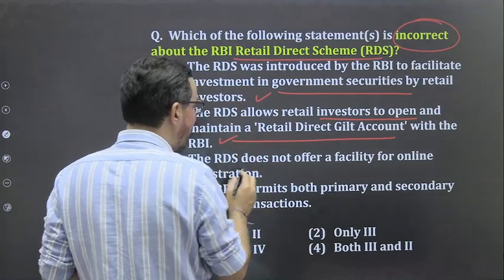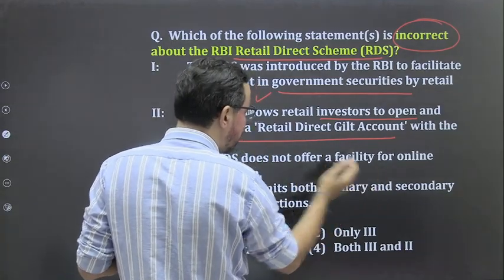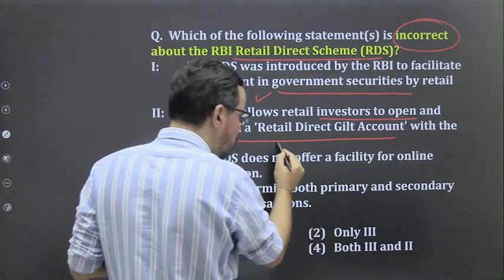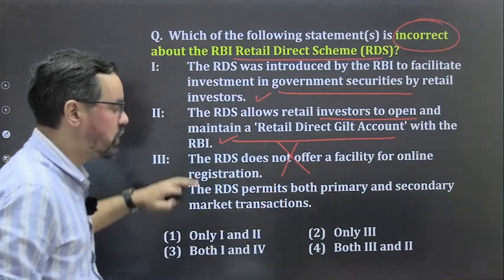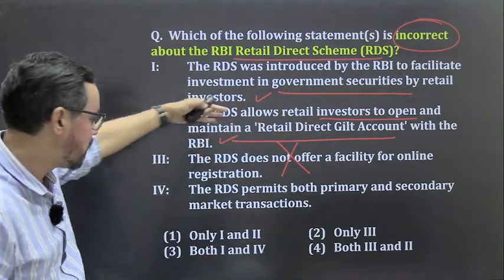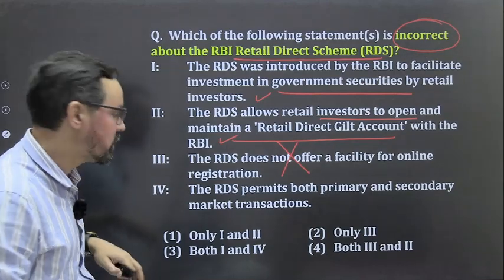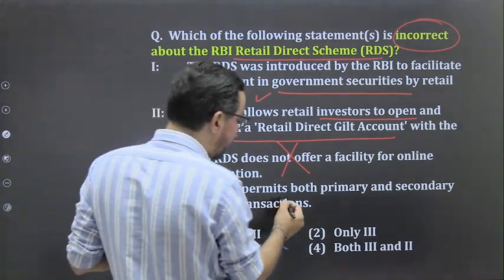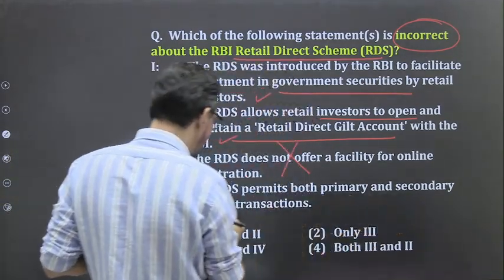Again true. RDS does not offer facility for online registration. No, it does offer, right? So ये जो retail direct gilt account है, it is only an online account itself, right. आपको इसके लिए RBI का ब्रांच जाने की जरूरत नहीं है. The Retail Direct Scheme permits both primary and secondary market transactions.